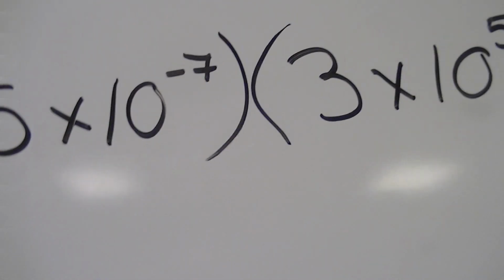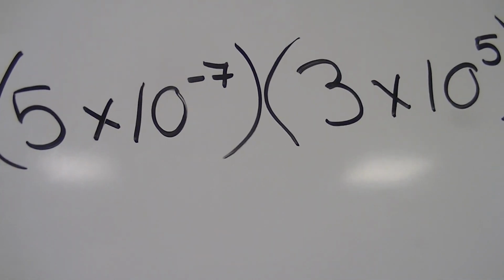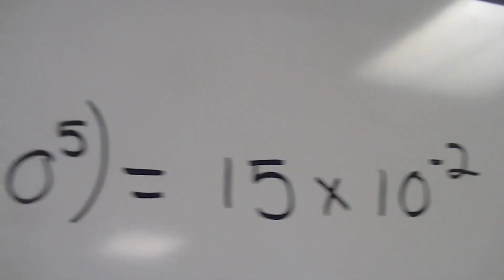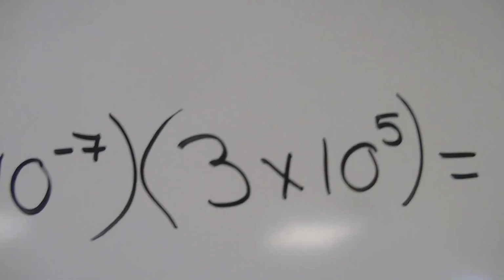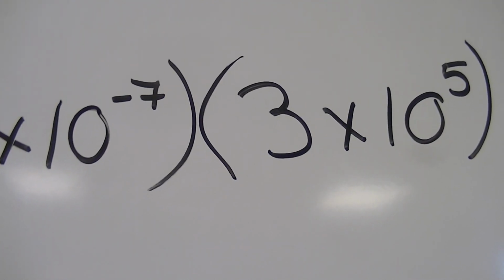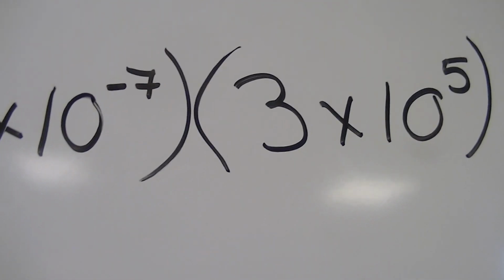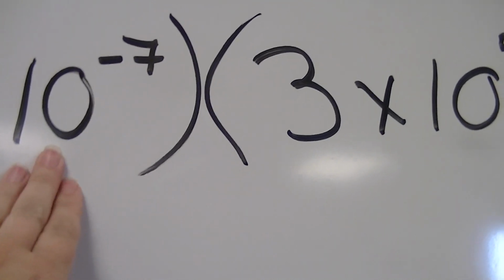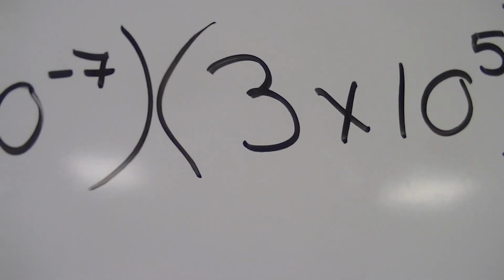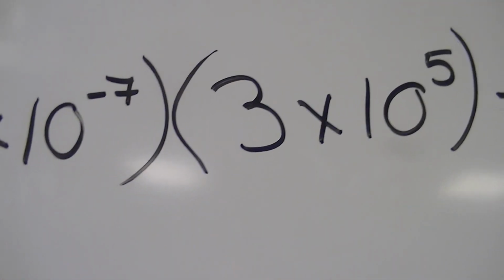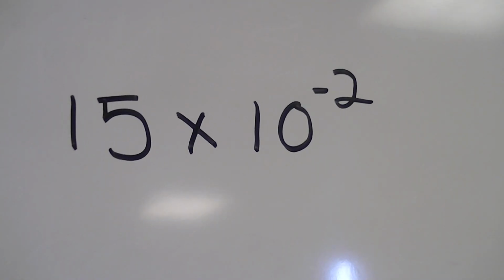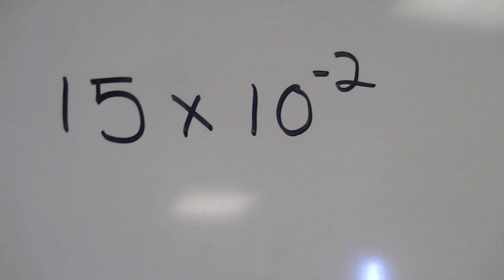Now, when we look at these, we can take our front numbers first. 5 times 3. What's 5 times 3? 15. Now let's look at our tens with our exponents. Whenever you're multiplying exponents, as long as you've got the same base, which in this case we have a 10 and a 10, so they are the same, we can just add them together. Negative 7 plus 5 gives us negative 2. So 15 times 10 to the negative 2.